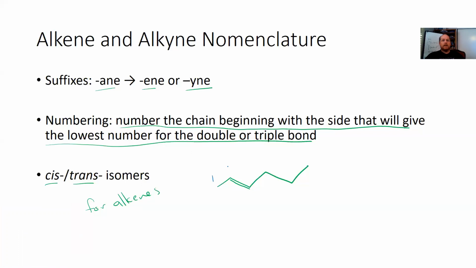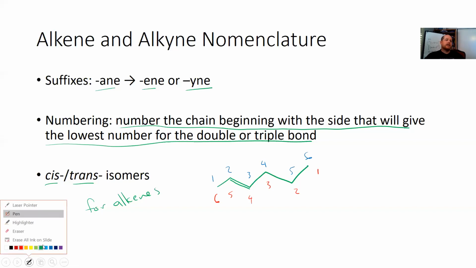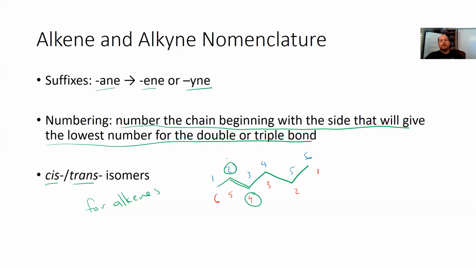So we can number it 1, 2, 3, 4, 5, 6, or we could number it from the other side, 1, 2, 3, 4, 5, 6. Okay. The way that we're going to do this is we're going to take the top one, because you can either get the 2 or the 4 position for the alkene. You want that one because that's a smaller number.